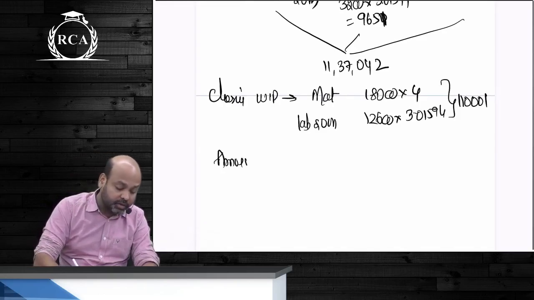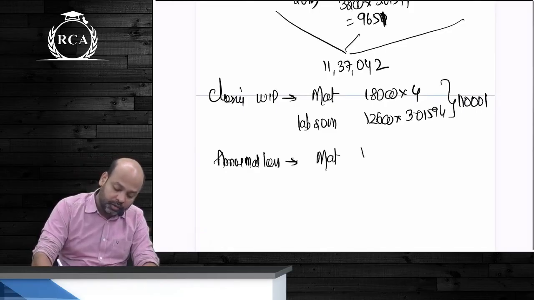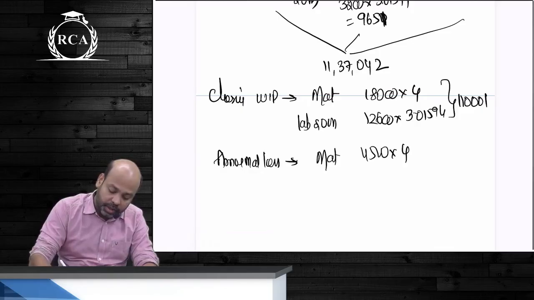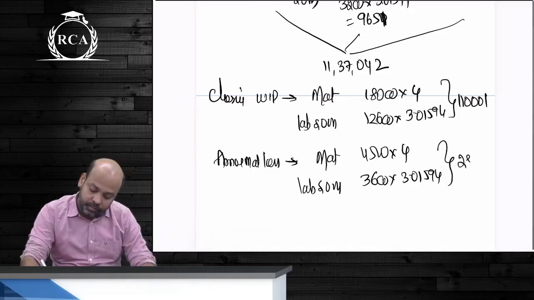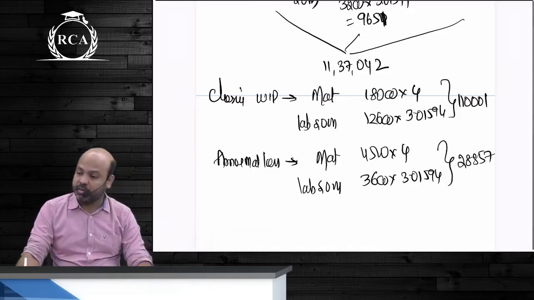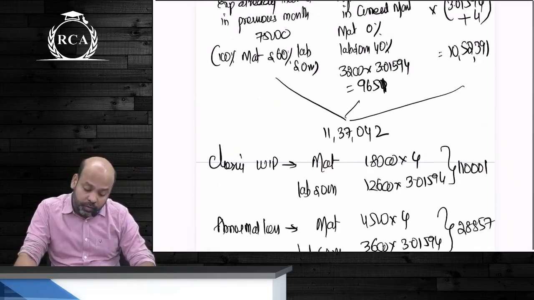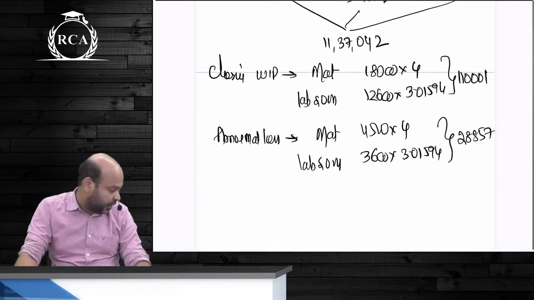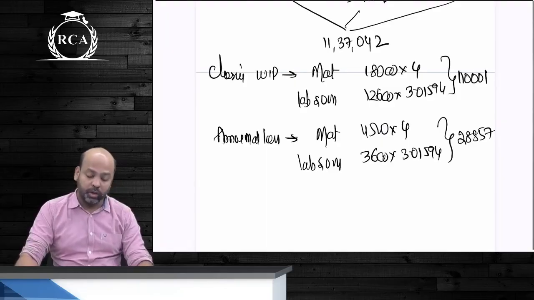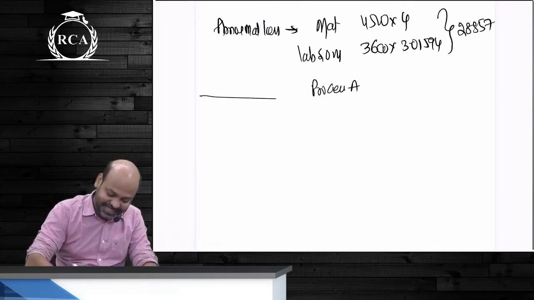Then abnormal loss, guys, how many units? 4,500 units multiplied by 4 rupees, guys. Labor and overheads, 3,600 multiplied by 3.01594 beta. How much will that become? 857, guys. 28,857 beta will be the valuation of your abnormal loss. Please check if you all got these answers.